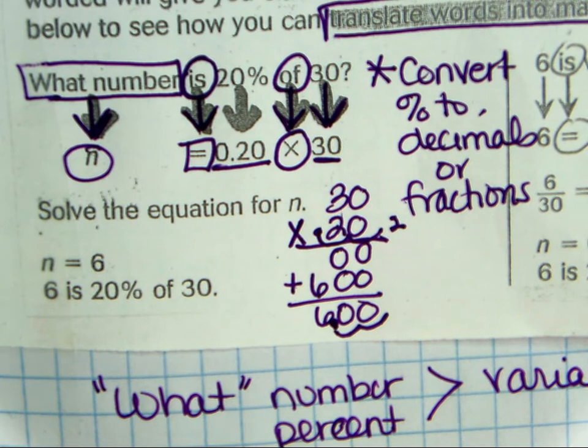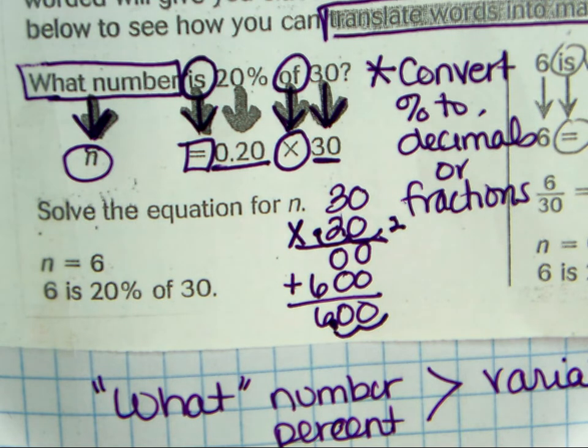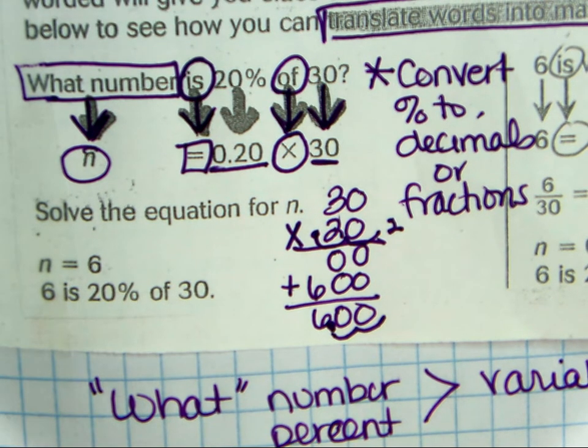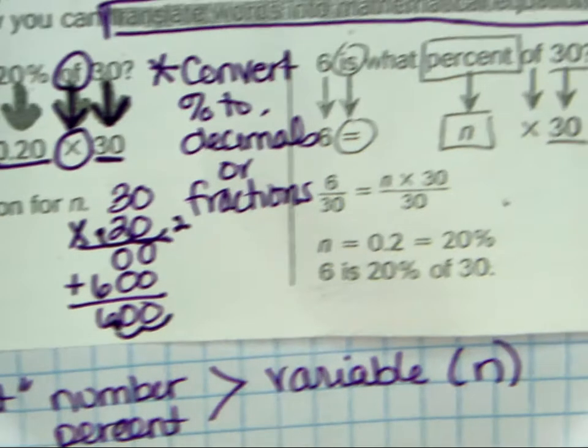Well, from what we know, 10% would be 3. So wouldn't it make sense that 20% would be 6? Okay, so now pause if you need to and go back. Otherwise, we're going to move to the other side.